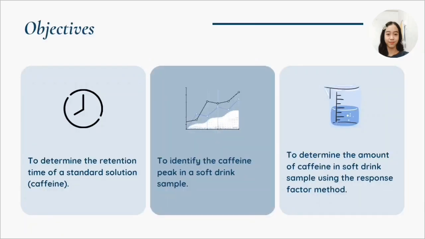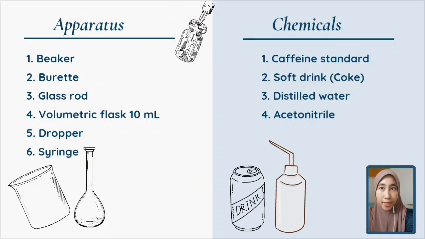The objective for this experiment is, firstly, to determine the retention time of a standard solution, caffeine. Secondly, to identify the caffeine peak in a soft drink sample. Lastly, to determine the amount of caffeine in the soft drink sample using the response factor method. For apparatus, we're using beaker, burette, glass rod, volumetric flask, dropper, and syringe. For chemicals, we're using caffeine standard, soft drink, distilled water, and acetonitrile.